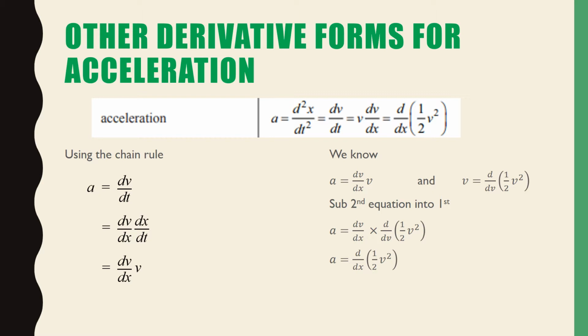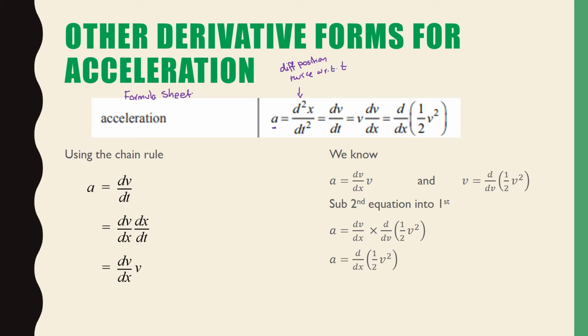So here at the start for acceleration, this is what's written on the formula sheet. And what you can see here are a few different forms for acceleration. The first one we already know. This is just saying acceleration. If we differentiate position twice, we get acceleration. So we're diffing our position twice with respect to t. That's how we get the first one.